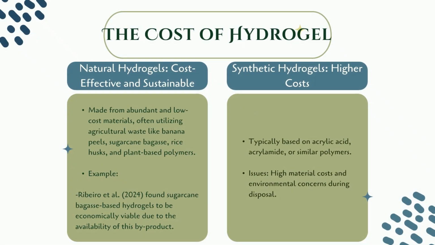There are huge differences between natural and synthetic hydrogels in terms of cost. For example, natural hydrogels are cost-effective and sustainable because they are made from abundant and low-cost materials, often utilizing agricultural waste like banana, peas, sugarcane, and plant-based polymers. Whereas synthetic hydrogels have a higher cost because they are typically based on acrylic acid, acrylamide, or similar polymers, which leads to environmental concern during disposal.